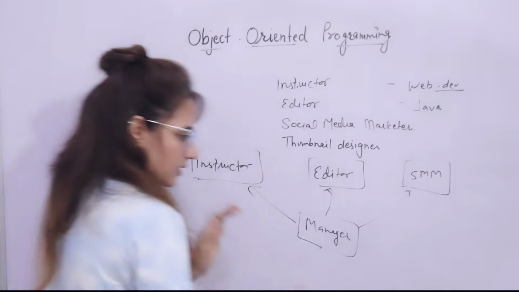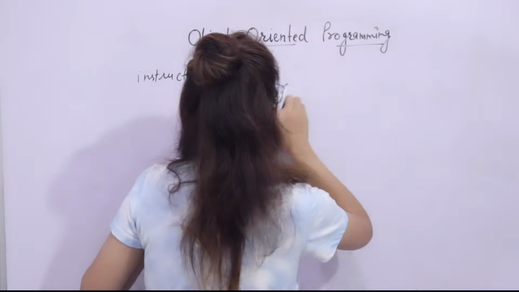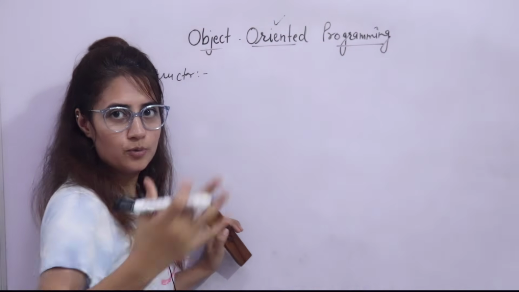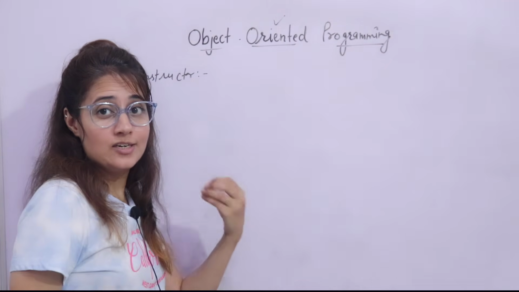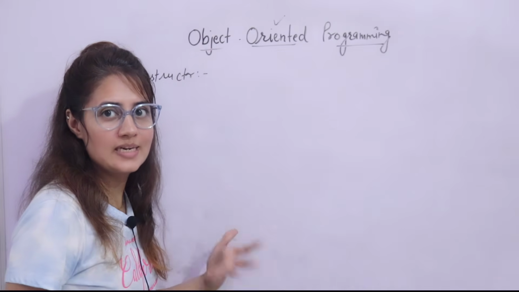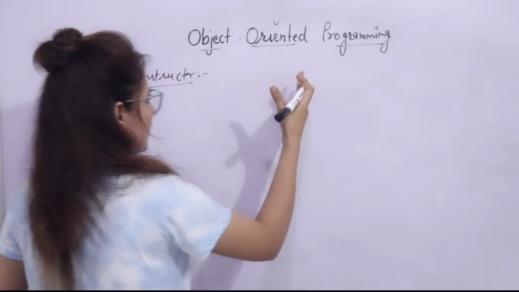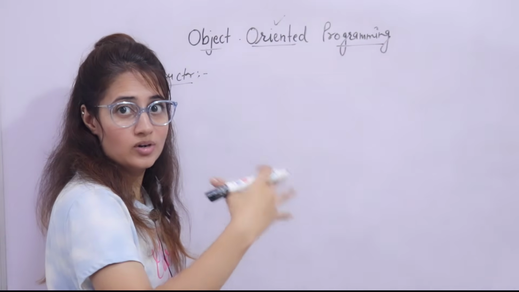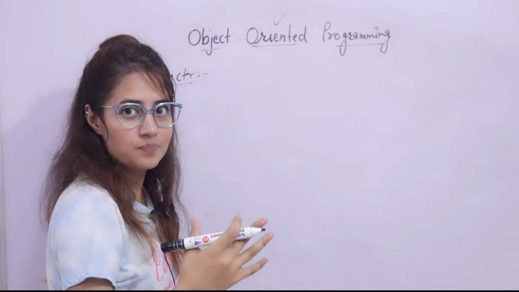Let's take one thing, like this instructor. As we know, object-oriented programming, OOP, is used to model real-world projects, right? So let's now create a virtual YouTube channel. Let's create a virtual instructor, virtual editor, virtual social media marketer, and everything virtually. Now we need to model these things, instructor, editor, and all, in programming, and obviously we model them using the OOP approach, right?